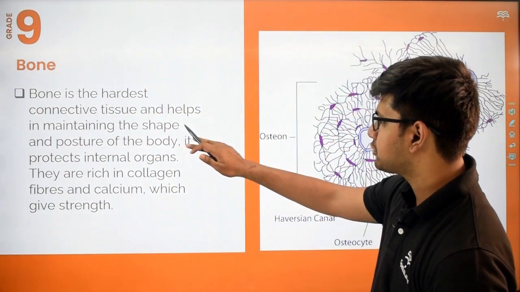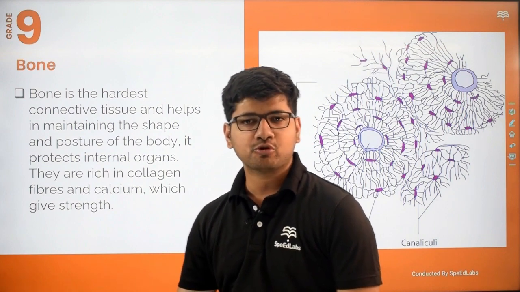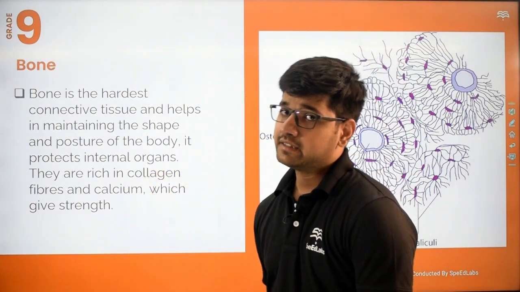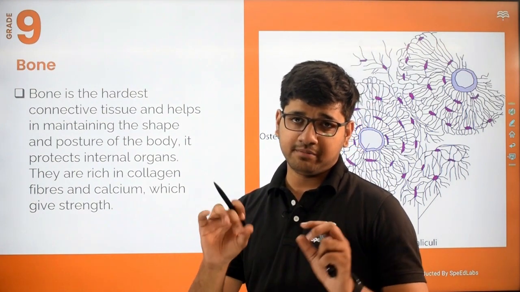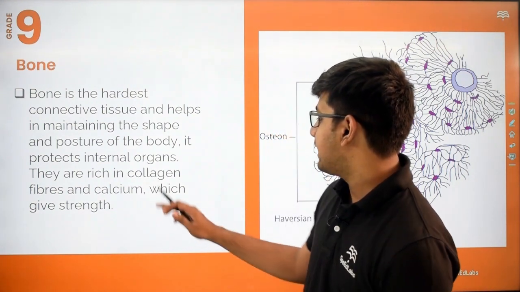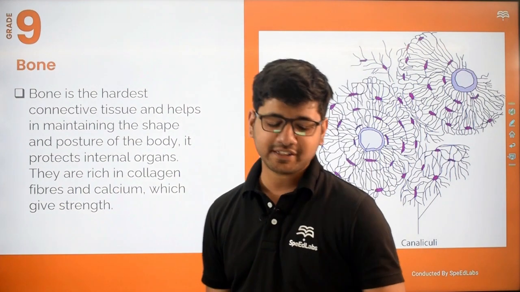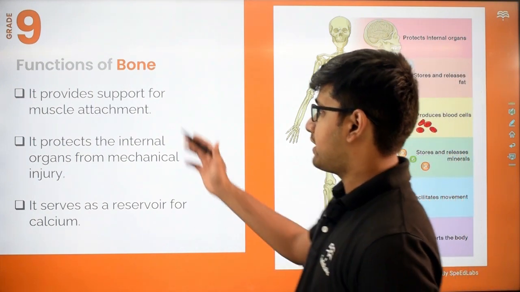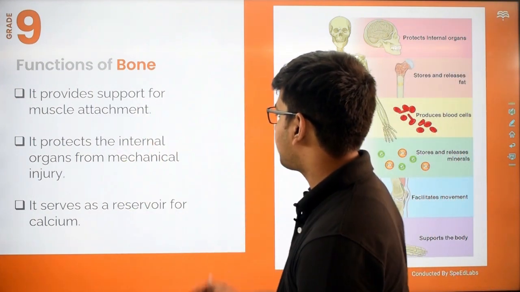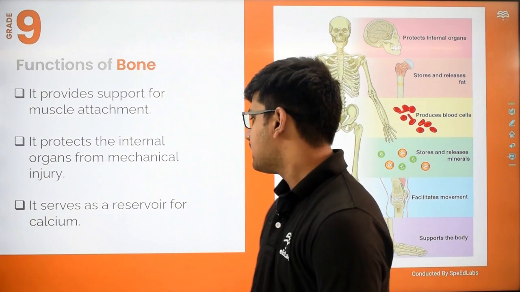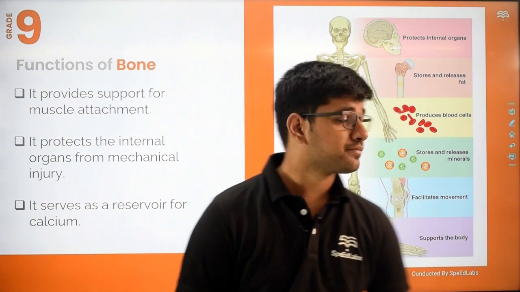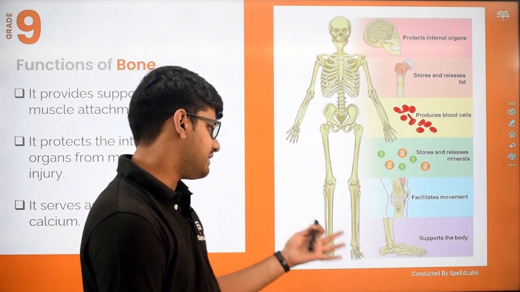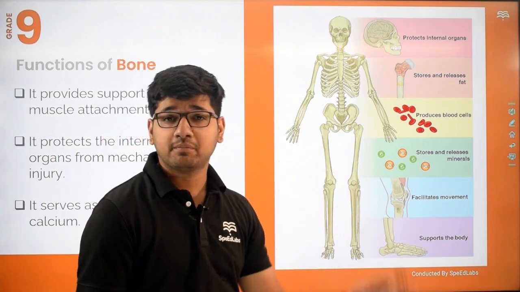Bone is the hardest connective tissue, helps in maintaining the shape and posture of the body. It protects internal organs, and is rich in collagen fiber. That's why it is very rigid and solid, and calcium gives strength. All right. Now, what is the function of bones? It provides support for muscle attachment. It protects internal organs from mechanical injury, serves as a reservoir for calcium. Other than that, it stores and releases minerals, facilitates movement, supports the body, produces blood cells.